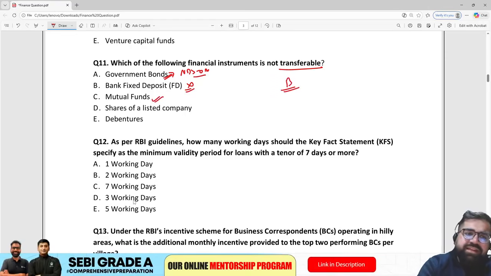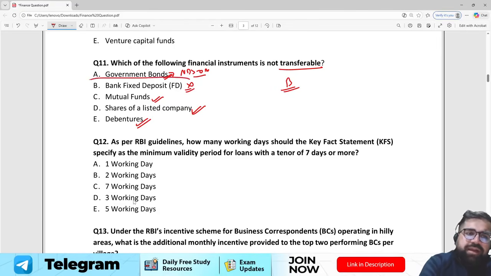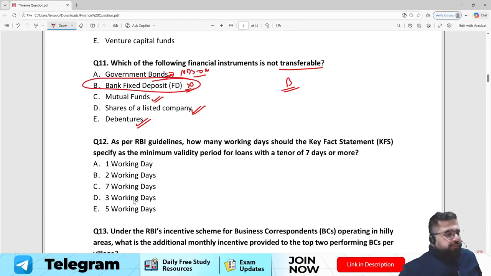Mutual funds, again I can sell. Shares of a listed company, again I can sell. Debentures also I can sell. But FD, there is no market for FD. Therefore, the correct answer for question number 11 will be option number B.